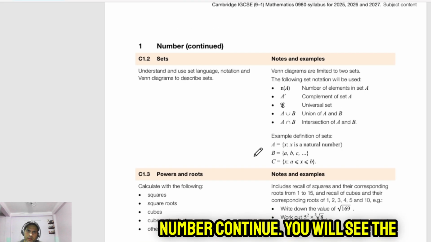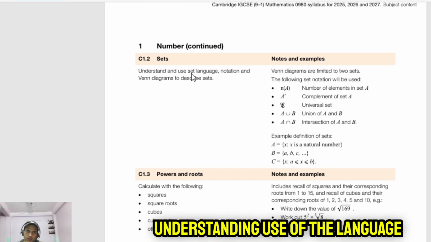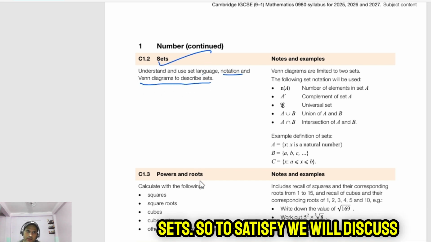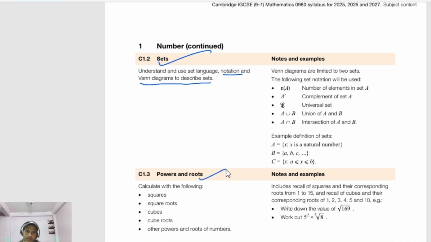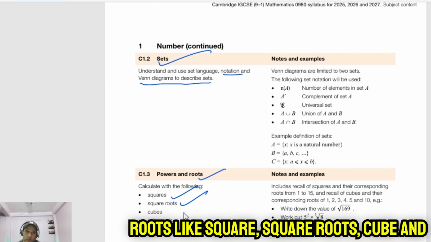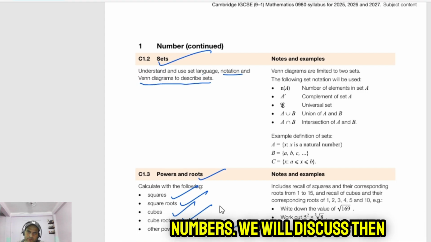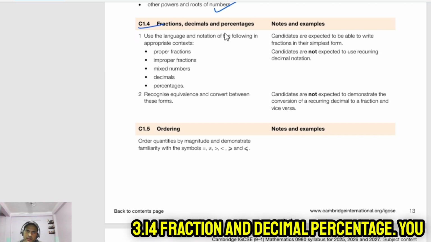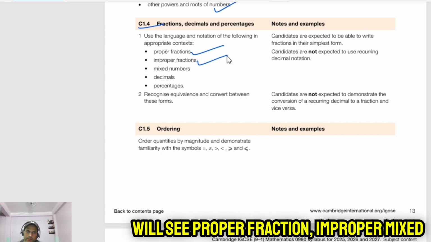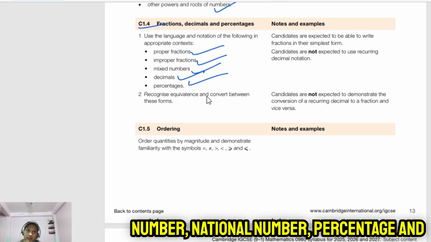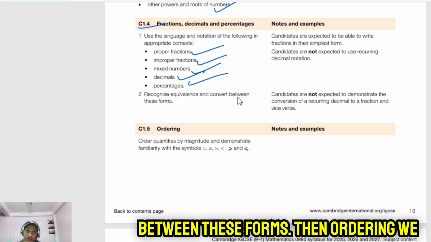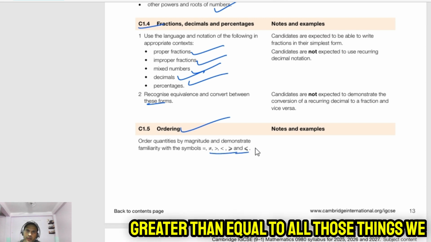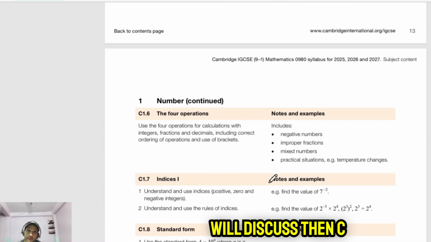Then the number topic continues: you will see the understanding and use of the language, notation and Venn diagrams to describe sets. So we will discuss sets. Then we will see powers and roots, like square roots, cubes and cube roots, and their powers and roots. We will then discuss fractions, decimals and percentages. You will see proper fractions, improper fractions, mixed numbers, decimal numbers, and percentages, and recognize equivalents and convert between these forms. Then ordering: we will also say greater than, less than, greater than or equal to. All those things we will discuss.